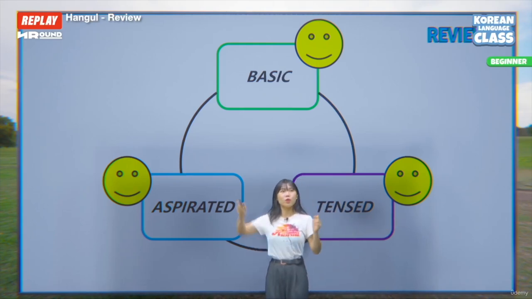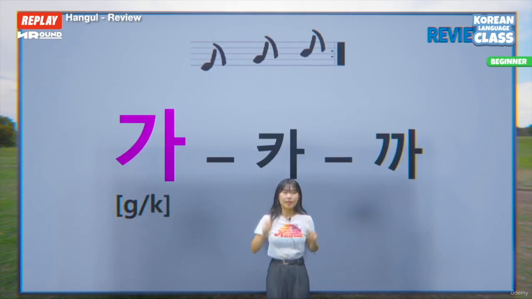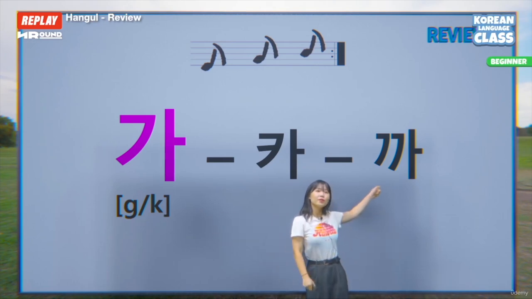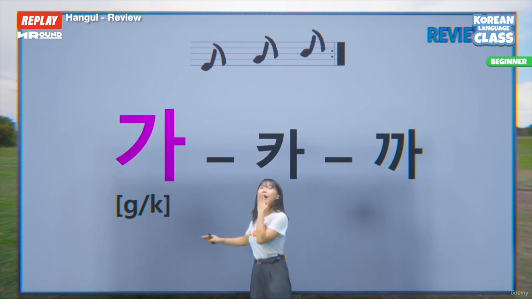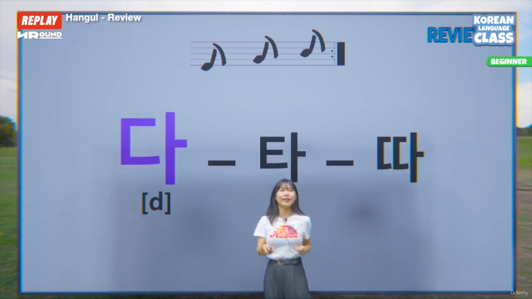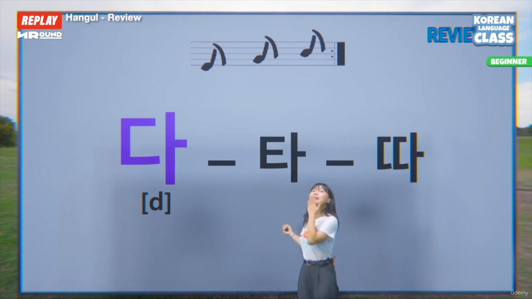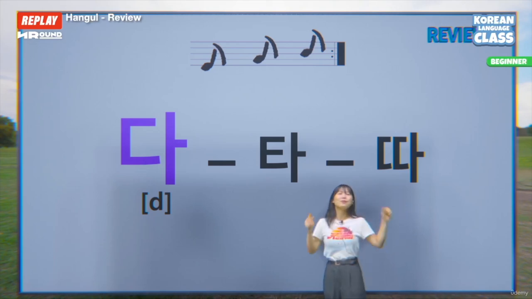So the consonant sets were again basic, aspirated, and tensed. Let's say the set. This one was ka. The last one, ka. Good job. Once more. Ka. Fill the air. Ka. And then ka. Great. The second set was ta. The sound, ta. Great. And your power, ta. Good job.